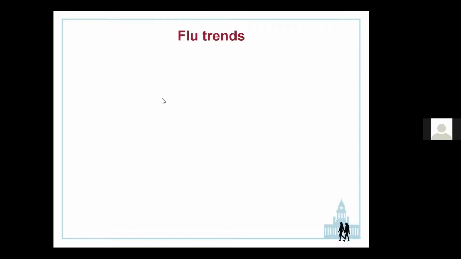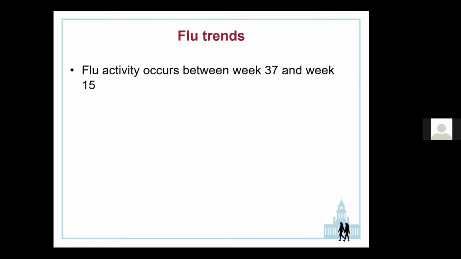Although the flu virus mutates year on year, there is a clear trend that flu activity occurs between week 37 and week 15, so between September and March, where it significantly reduces as the spring brings along the warmer weather.